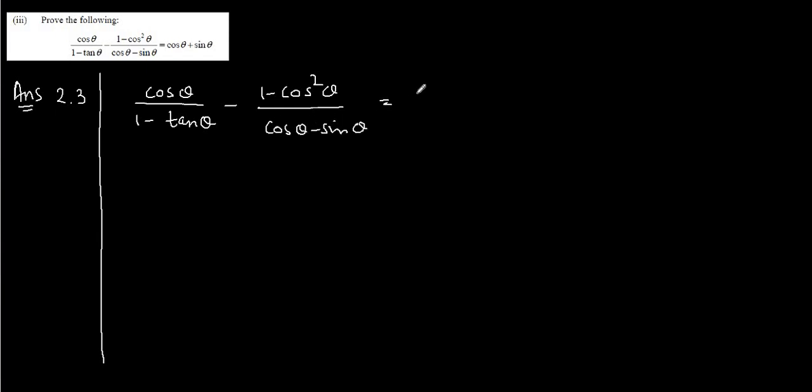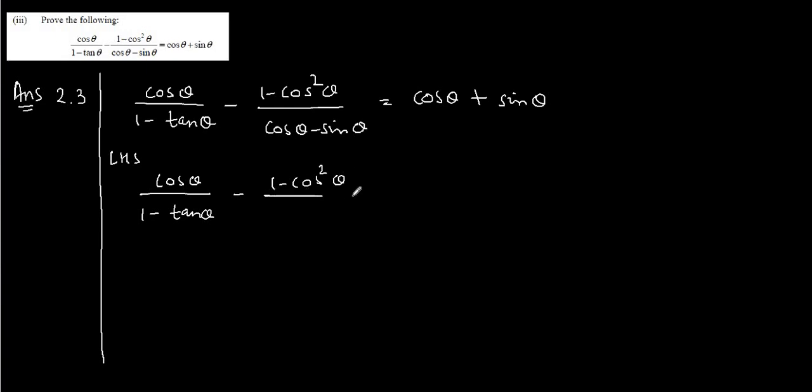And what do we require here? Cos theta plus sin theta. So let us start with LHS. So first of all, LHS. So LHS is cos theta upon 1 minus tan theta minus 1 minus cos square theta upon cos theta minus sin theta. Okay, let us first of all simplify. Always go from complex to simple.